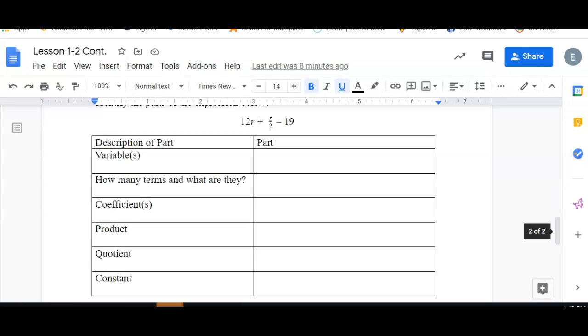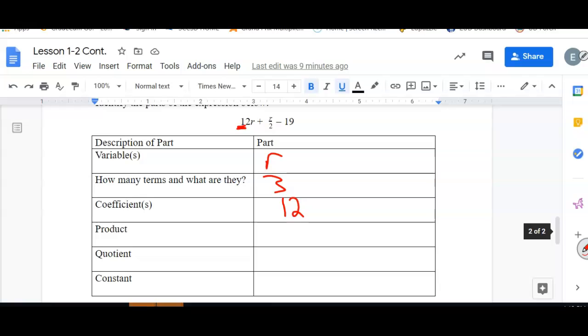Okay, what are the variables? Our variables. Wait. R. R is the variable. What about how many terms are in this algebraic expression? Patrick. There are 3. We have a plus sign and a minus sign. That's 1, 2, 3 terms. What are the coefficients? Or what is the coefficient? Hudson. 12. Good. 12 is the coefficient. It's the number in front of the variable. 2 is not in front of R.